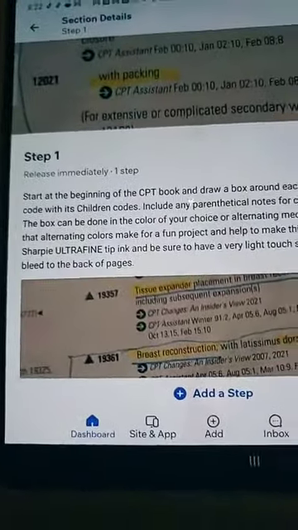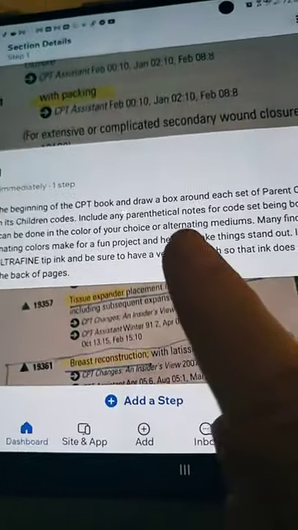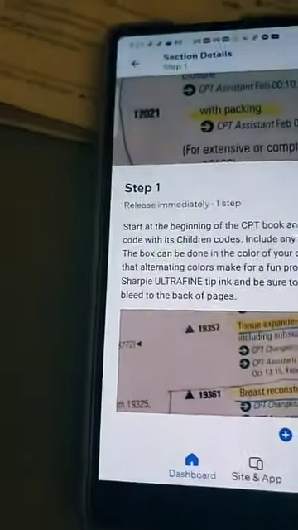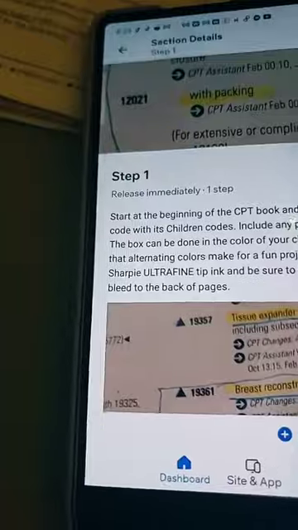Okay, step 1, start at the beginning of your book and draw a box around each set of parent and child codes. So it'll go step by step. It'll give you some pictures of what I'm talking about, what it will look like if you need to box and your parent code starts at the bottom of one page, but then it goes to another page. What will you do then?